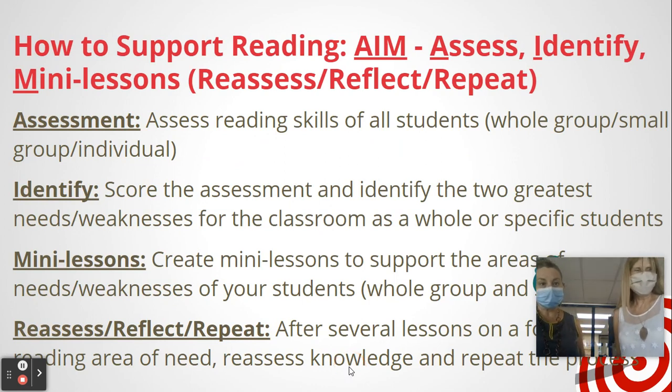So here we are in the AIM assessment. We want to assess reading skills of all students, whole group, small group, and individual. We want to make sure we identify the strongest areas of weakness for a classroom or specific students. And then we want to go to mini lessons. Once we've identified what's missing, where the gaps are, we want to create lessons that support the areas of weakness of your students. And again, that can be in whole group or small group. And we always want to make sure that we are reassessing, reflecting, and repeating good practice to keep checking on the skills of the students in our classroom.